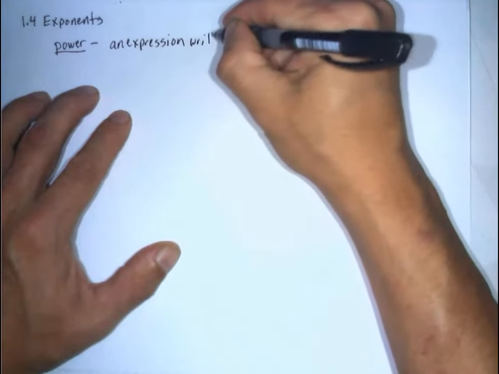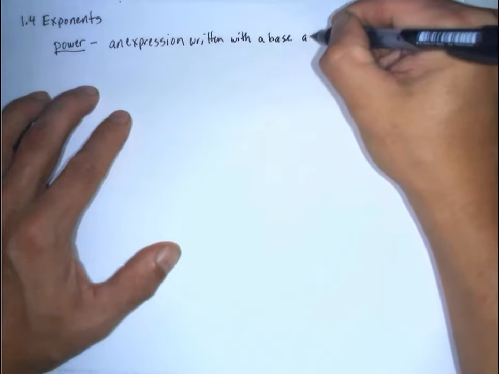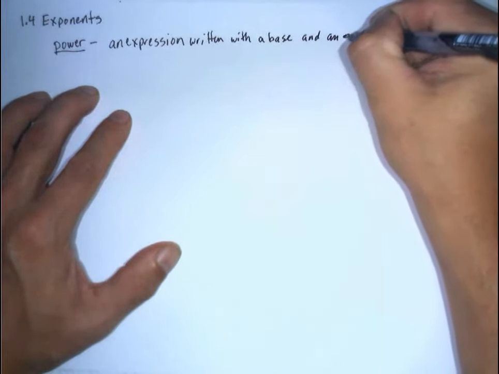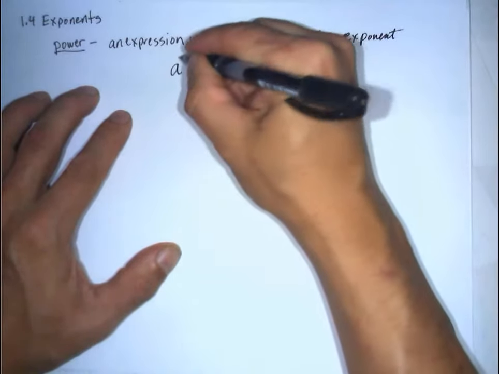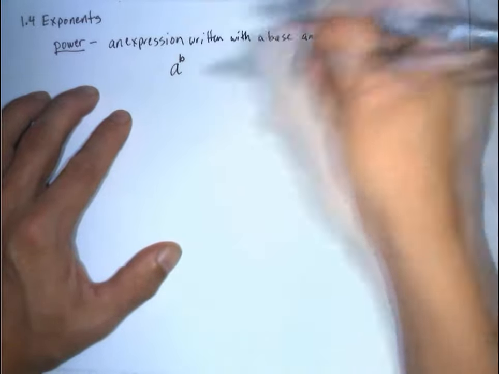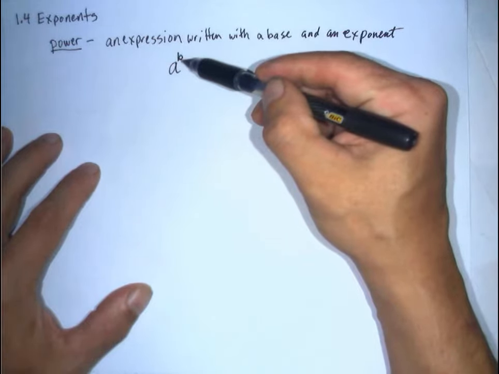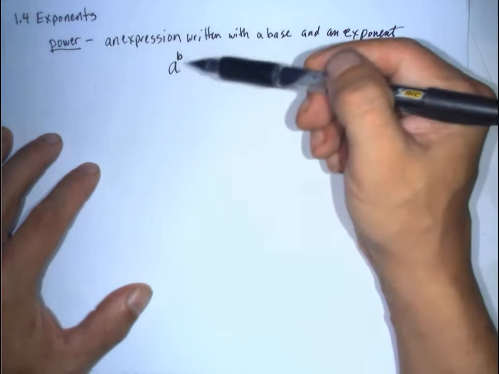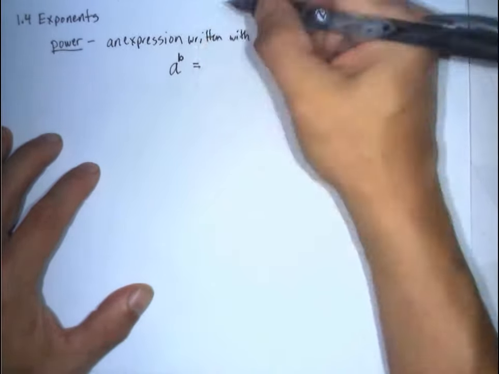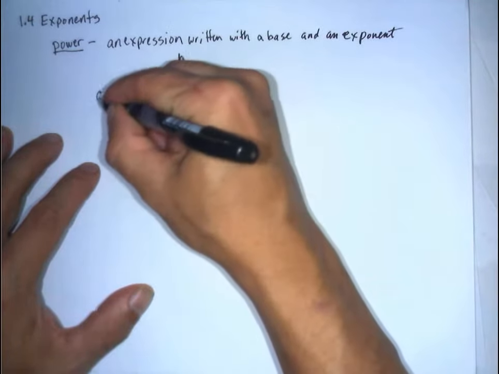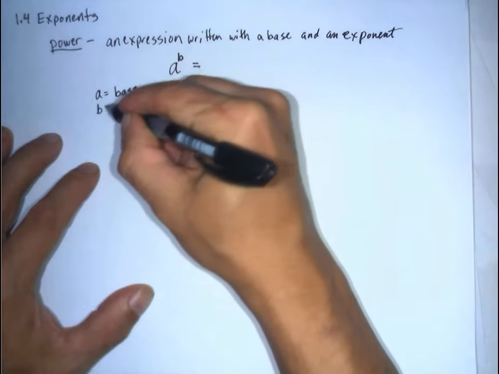written with a base and an exponent. And it looks like this: a to the b. A to the b. And for right now, we're going to assume that b is just a whole number: 0, 1, 2, 3, 4. A can be anything: positive, negative, decimal, and so forth. And if we write this out, we say that a is called the base, and b is called the exponent.